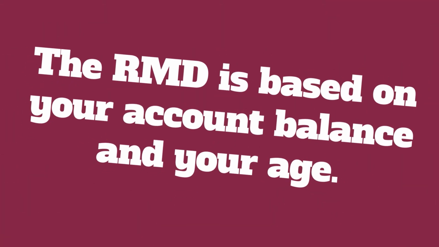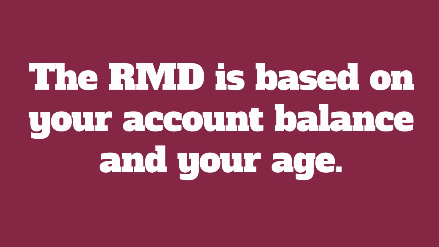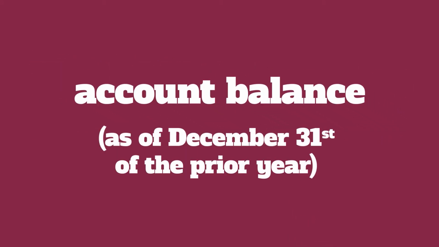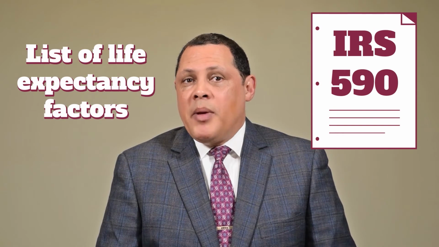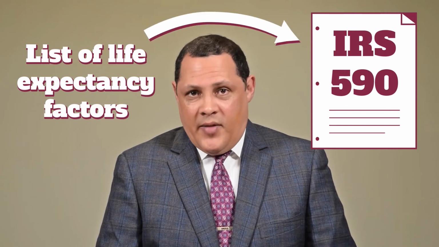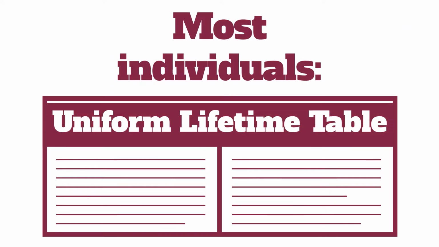The RMD is based on your account balance and your age. Divide your account balance as of December 31st of the prior year by your life expectancy factor. These factors can be found in IRS Publication 590. Most individuals will use the Uniform Lifetime Table.